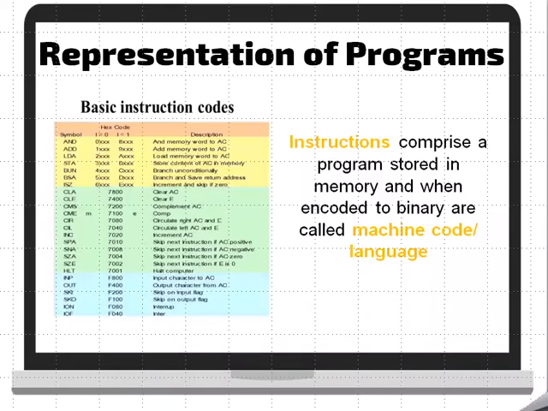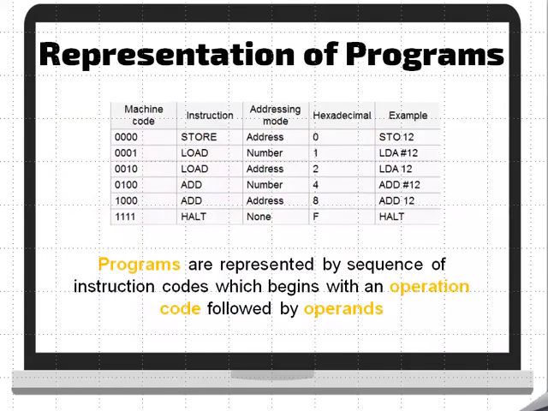We also have a representation system for programs. Before we talk about the representation system, we first need to discuss what instructions are. Instructions comprise a program stored in memory and, when encoded in binary, are called machine code or machine language. You can see on the left side the basic instruction codes that are commonly used. Programs are represented by a sequence of instruction codes, which we discussed in the previous slide, beginning with an operation code followed by operands, as you can also see in the sample.